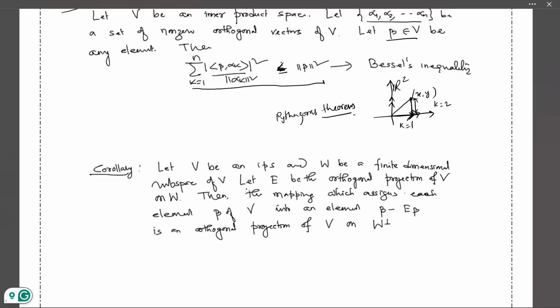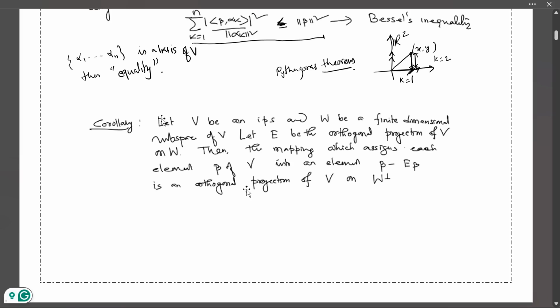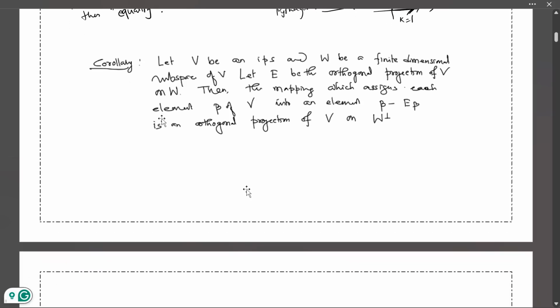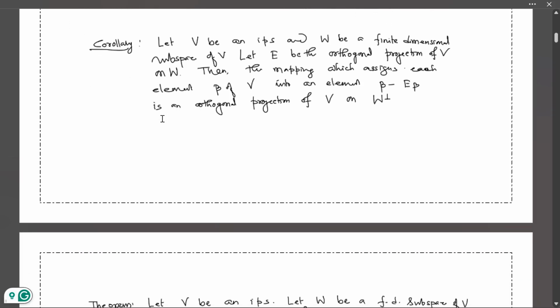Okay, this is equal if and only if alpha 1, alpha 2, alpha n is a basis of V, then equality occurs. Okay, so I'm leaving this. You can read about it more from the book you have.